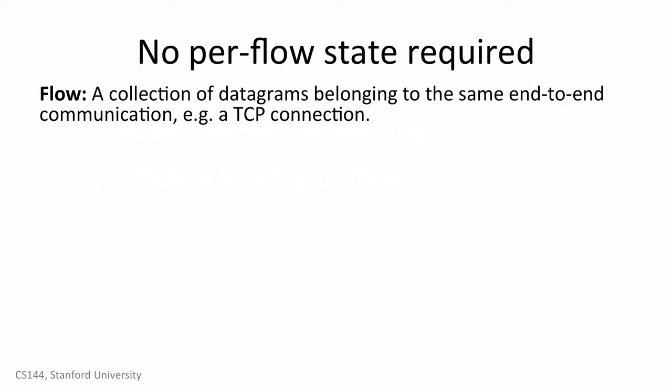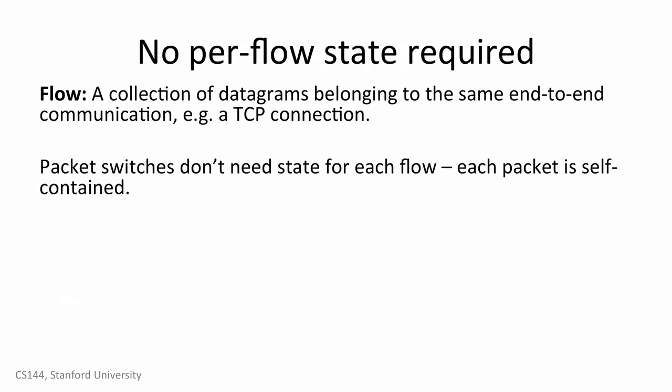Let's first of all look at how each packet is routed independently. Because each packet is self-contained, a switch doesn't need to know about groups of packets or flows. Imagine if every switch had to keep track of every single web connection passing through it. This would require a huge amount of state that would be really hard to manage. Instead, treating each packet independently means the switch can be much simpler to build, manage, and troubleshoot.